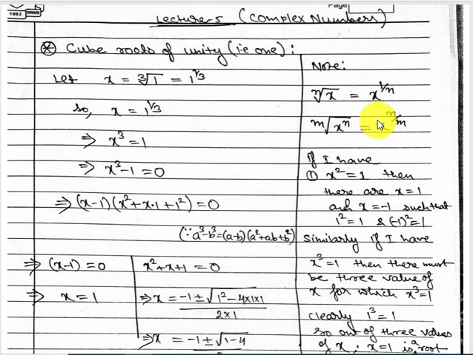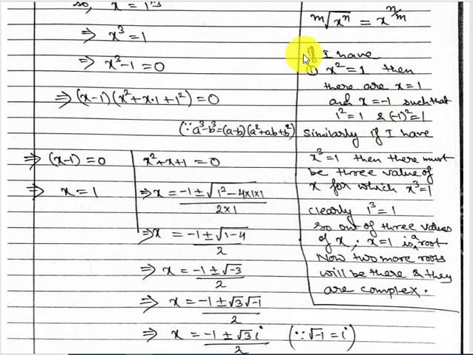Now suppose I have written x square equal to 1. If it's written x square equal to 1, that means there would be two values of x which would satisfy this equation. Those two values are 1 and minus 1. There are no other numbers other than 1 and minus 1 which will satisfy this.